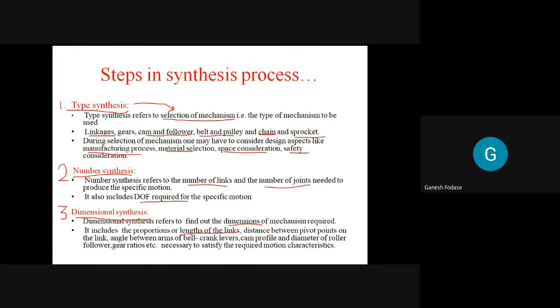Then in the case of a cam, we are going to select how the cam profile is, the diameter of the roller follower, the gear ratio. So all parameters related to dimensions we are going to select in dimensional synthesis. And this is your last step in the synthesis process. So we've seen 3 steps in the synthesis process. One is type synthesis, second is number synthesis, and third is dimensional synthesis. Is it clear?